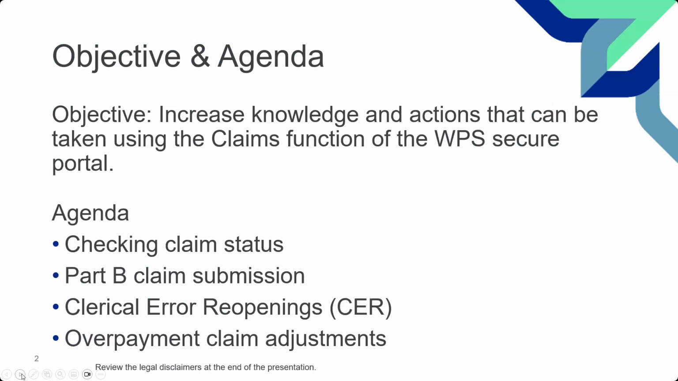Now, my goal today is to increase knowledge on actions that can be taken using the claims function within the WPS Secure Portal. We'll look at checking claim status, submitting Part B claims, clerical error reopenings, and overpayment claim adjustments. I will clarify that when I say submitting Part B claims, I am referring to claims that are submitted on a CMS 1500. So those are claims that go through the MCS processing system.